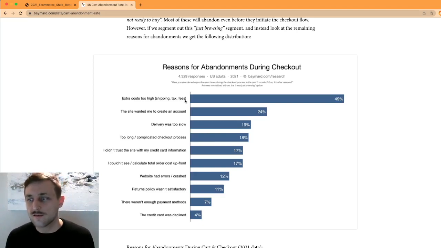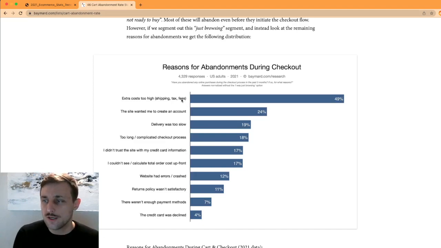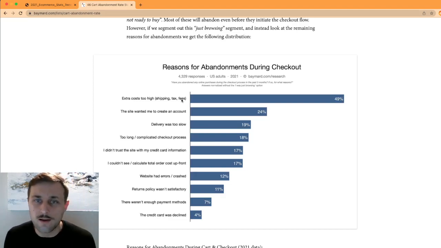And then taxes, fees. If you have additional fees which were not disclosed upfront, maybe try and make a test to see if you put these fees right in the beginning. Maybe it's going to help reduce abandon rates.